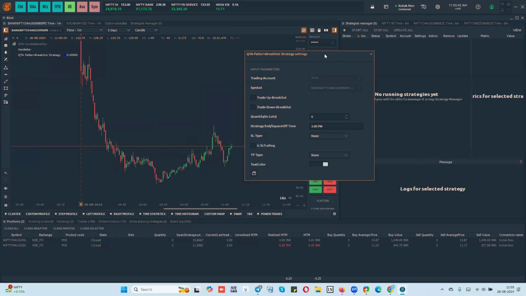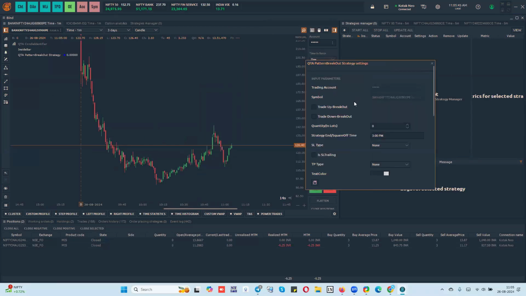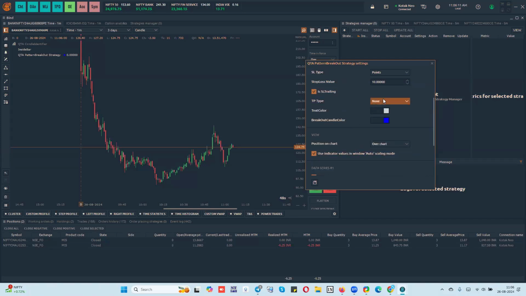In this case, I will be doing a horizontal line breakout. So I'll be buying the put option based on a particular line breakout. I'm selecting trade up breakout. Quantity, I'm selecting one. Strategy end time or square-off time, I'm keeping as 3 p.m. Stop loss, I'm putting in points, say 10 points. I will enable trailing. In the case of take profit, I'm also putting it in terms of points, 10 points.